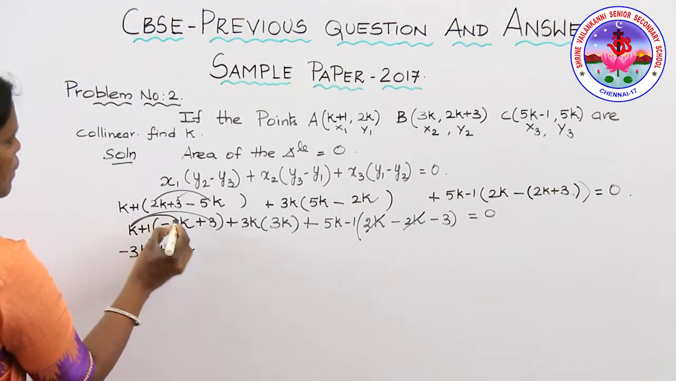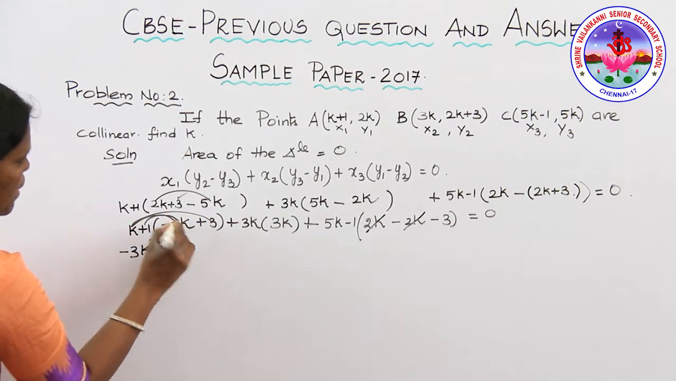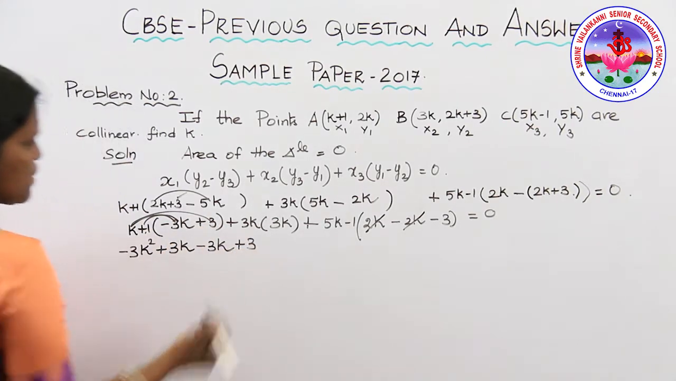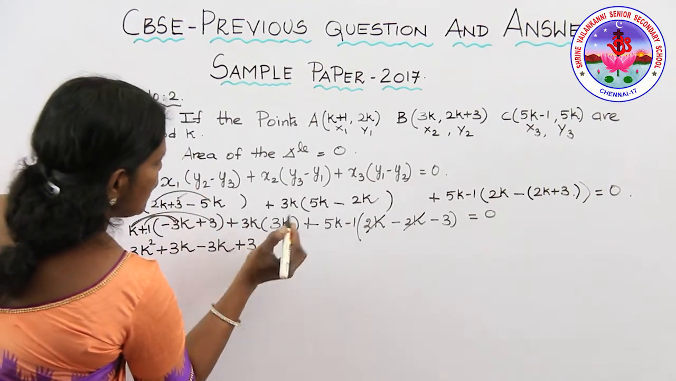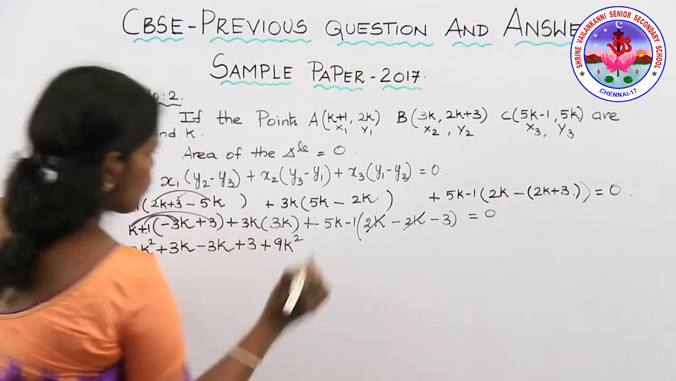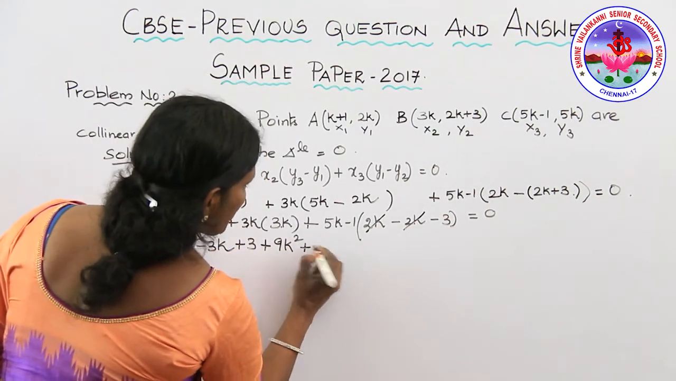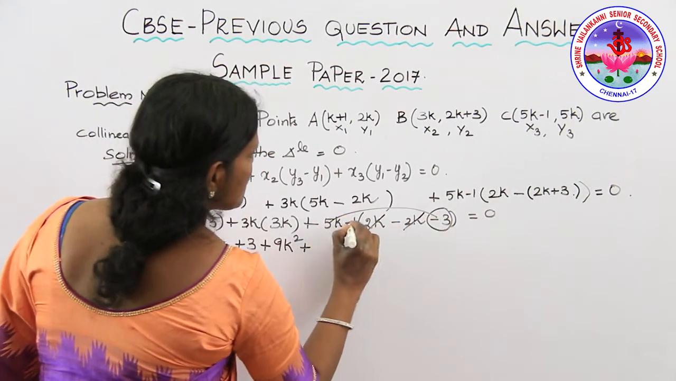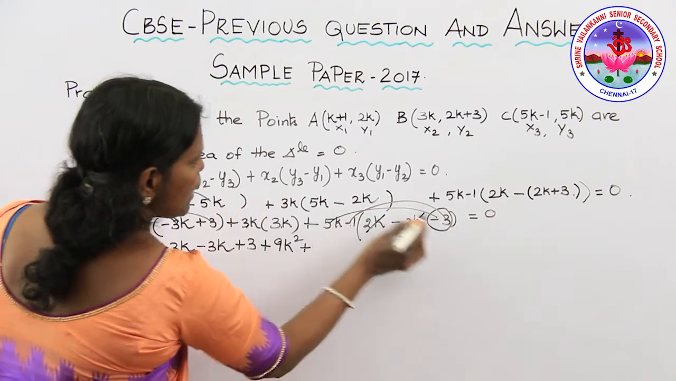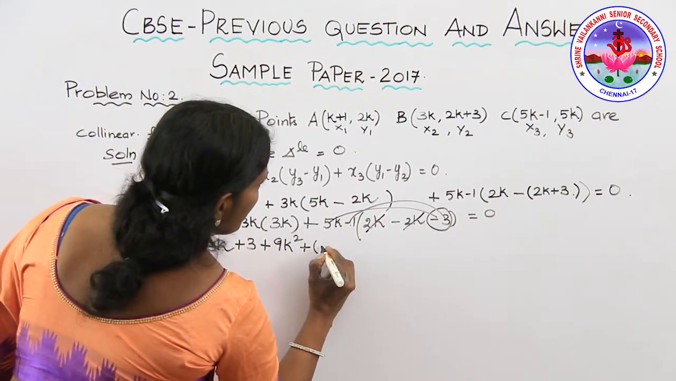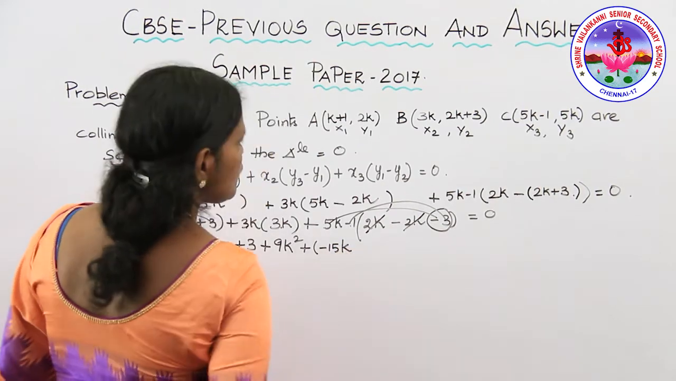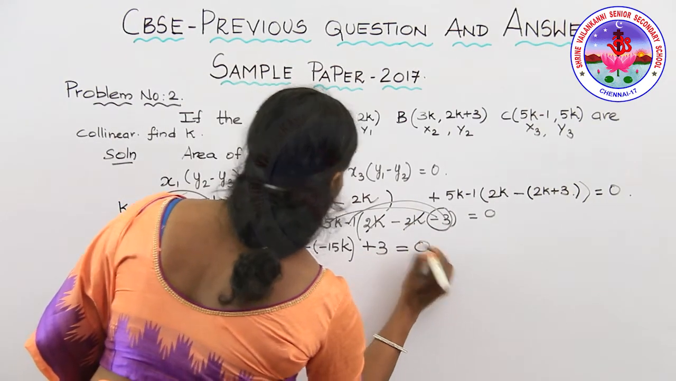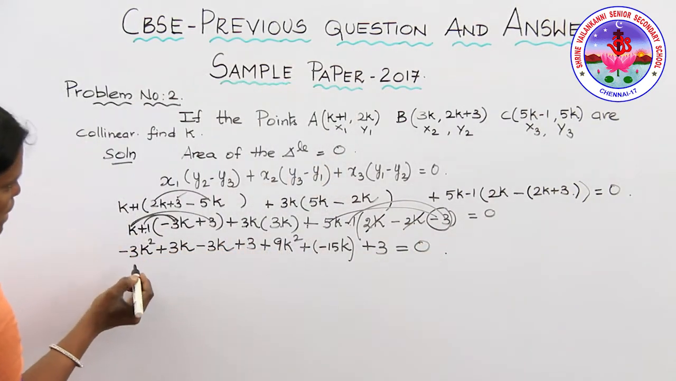Again, second, with all the terms inside the bracket: plus 1 minus 3k minus 3k plus 1 plus 3 plus 3. Again, second one: plus 3k into 3k becomes 9k squared. Again, you have 5k plus minus 1 into minus 3 left over here. I am going to multiply each and every term with minus 3. 5k into minus 3, I will be having minus 15k, and minus 1 into minus 3 plus 3 is equal to 0. So now you see the like terms here.